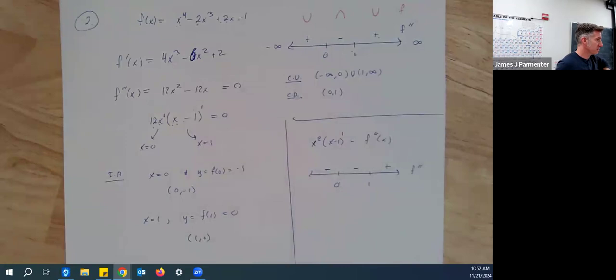Oh, yeah, so if you're talking about intervals for concavity, it's always parentheses, right? Not brackets. Yes, and that's also true for increasing, decreasing. You should always have open intervals, not closed intervals.